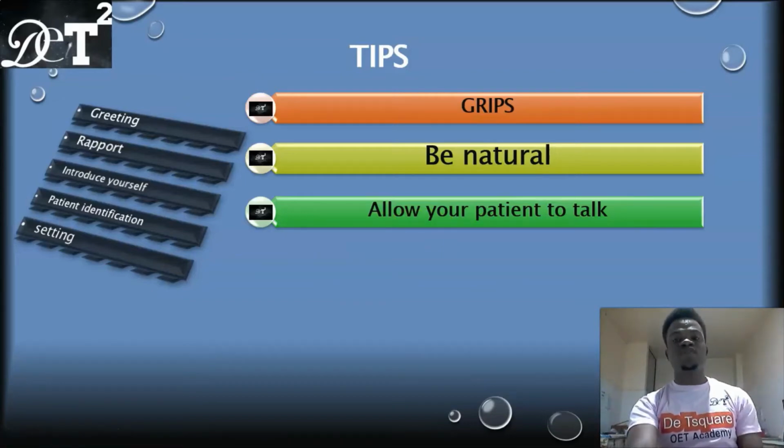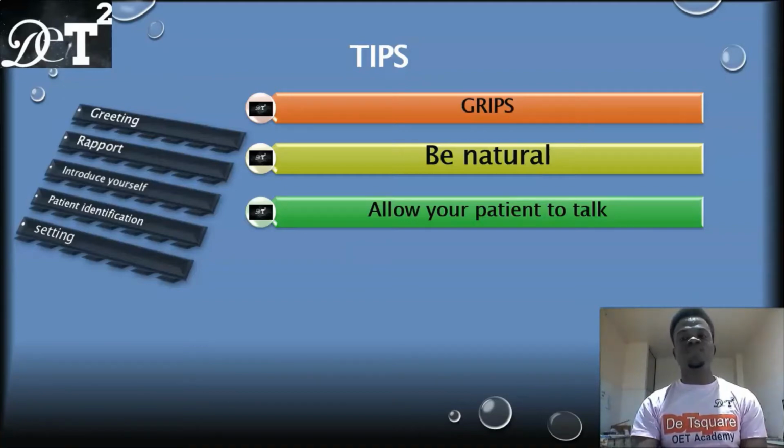For example, maybe you finish the first task. Maybe the first task says take history from the patient, and you as the nurse, you try to ask the patient what brings you to the hospital. The patient says fever and headache. You now say, oh, I'm sorry to hear this. We'll try as much as possible to treat you and give you the best of treatment. Okay, the patient will say okay.